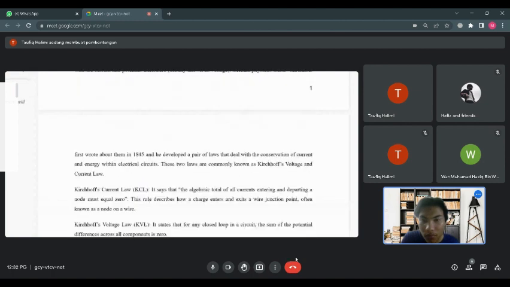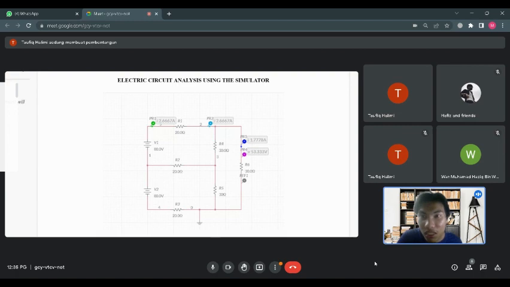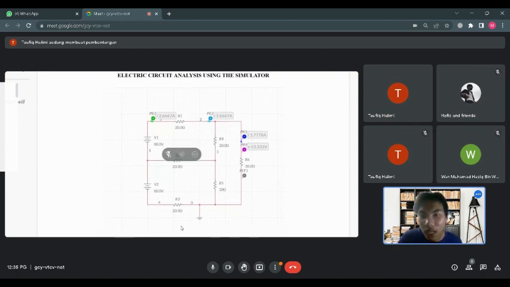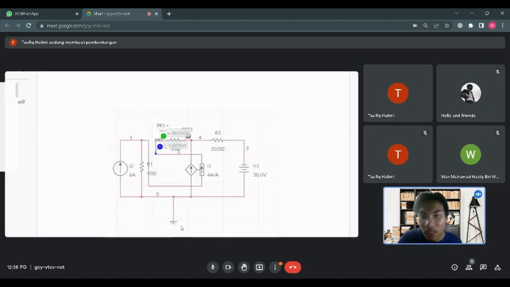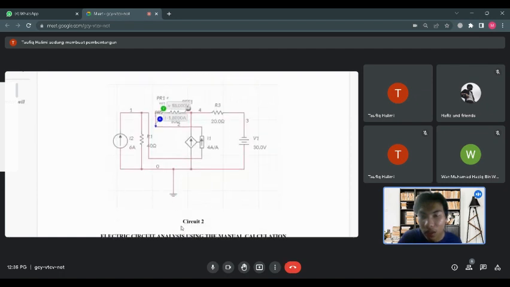Next. This is electrical circuit analysis using the simulator. This is circuit 1 and this is circuit 2. We have already done the simulation video, but we separated it from this video because it would be too long. And without wasting any time, I will give the presenter role to Wan Muhammad.